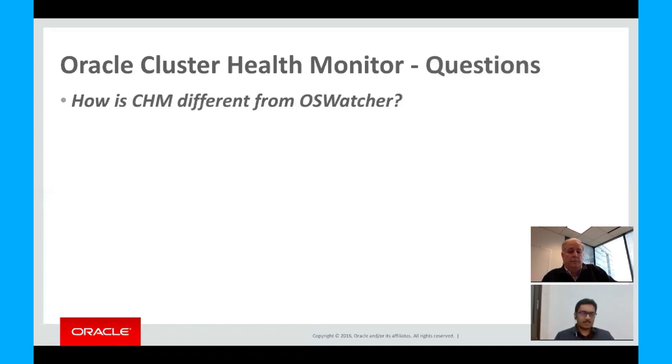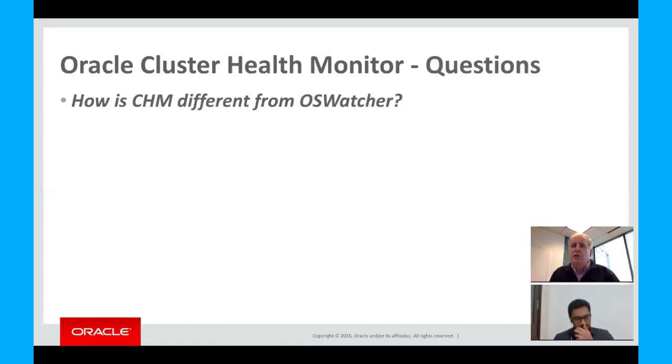And then the other part is again event-driven data collection. So OSWatcher basically repeatedly forks a bunch of processes once in every 15 seconds, I guess, by default. CHM can also do event-driven data collection that we just talked about. Various components can generate events when they are seeing some problems, and we can collect specific data that can help diagnose that specific problem.